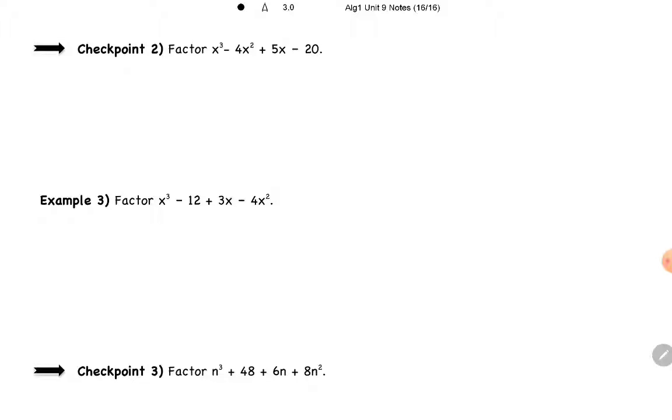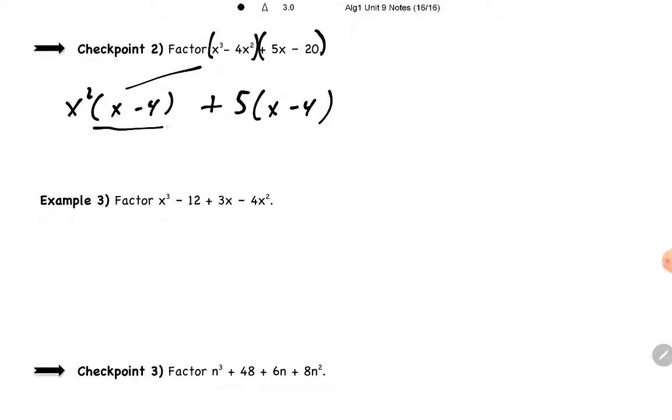So let's do some more. Let's group them together. So x cubed minus 4x squared, they both share x squared. So this would be x minus 4. They share a factor of 5. Okay, now these two terms share an x minus 4. So I can group these other ones together.